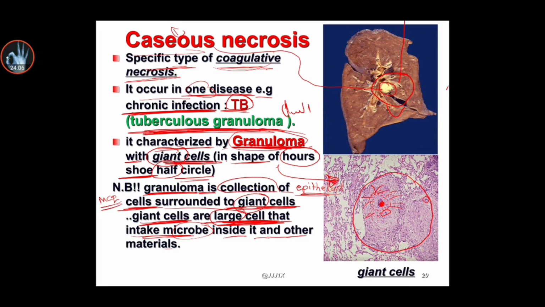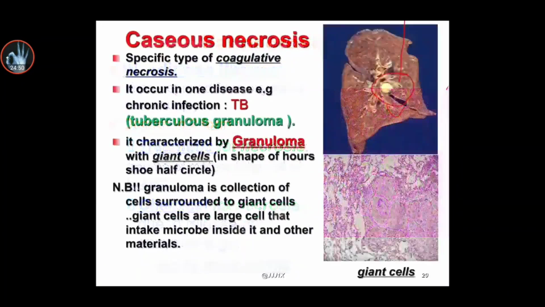A giant cell is a large cell, or a group of cells together, with more than one nuclei. Its function is to take in microbes, meaning to eat, digest, or engulf these microbes and other materials. So the main feature of tuberculosis, or pulmonary TB, is the granuloma. The granuloma is a collection of epithelioid cells plus giant cells. A giant cell is a large cell containing more than one nuclei. And it's a type of caseous necrosis.